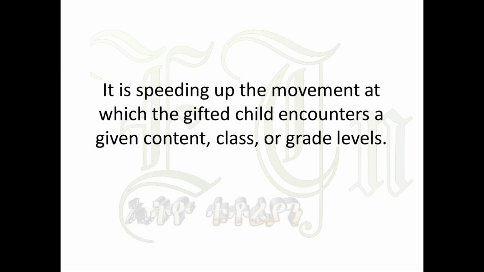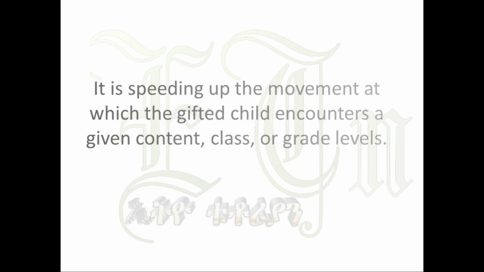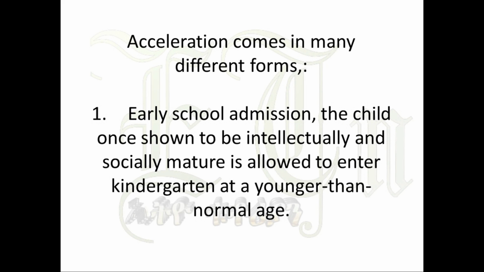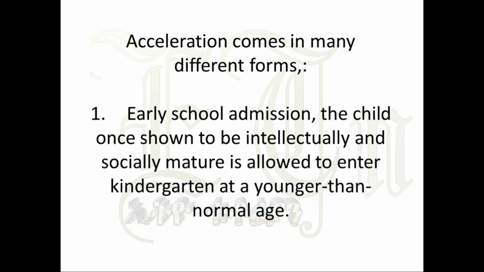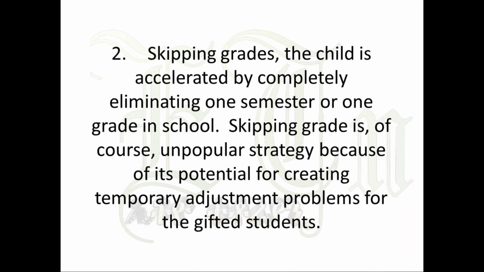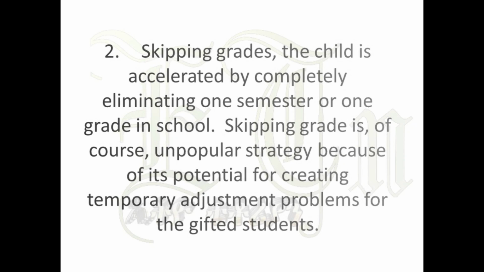It is speeding up the movement at which the gifted child encounters a given content, class, or grade levels. Acceleration comes in many different forms. 1. Early school admission. The child, once shown to be intellectually and socially mature, is allowed to enter kindergarten at a younger than normal age. 2. Skipping grades. The child is accelerated by completely eliminating one semester or one grade in school. Skipping grade is, of course, an unpopular strategy because of its potential for creating temporary adjustment problems for the gifted students.